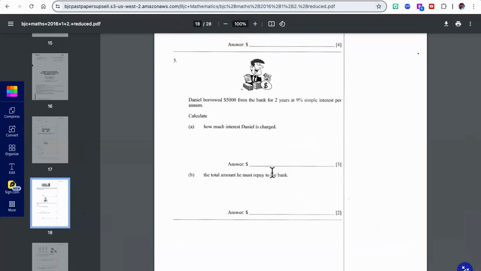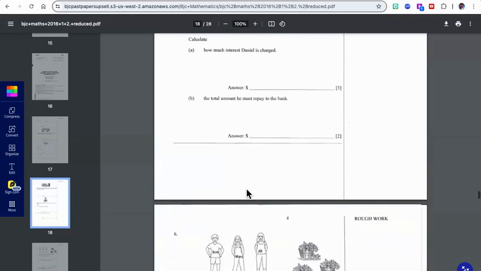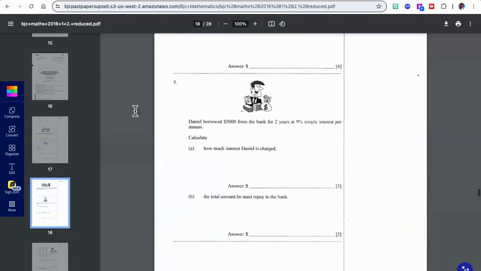Daniel borrowed 5,000 from the bank for 2 years at simple interest per annum. How much interest is Daniel charged, and then the total amount to be repaid to the bank. So the first thing we need to identify is our principal, our interest, and our time. Again, what is the principal? The principal is the amount borrowed or loaned, or the amount that sits in the bank. That's what the principal is.